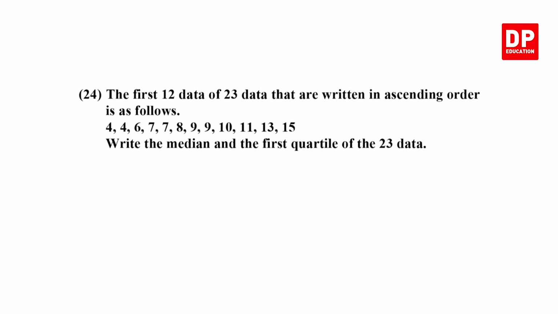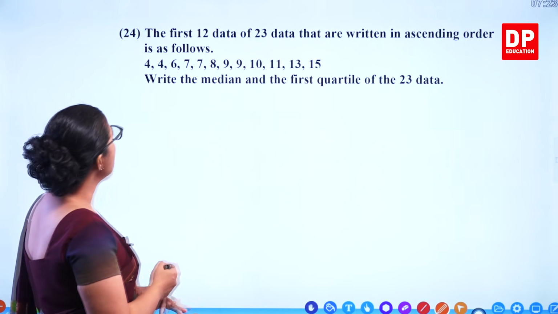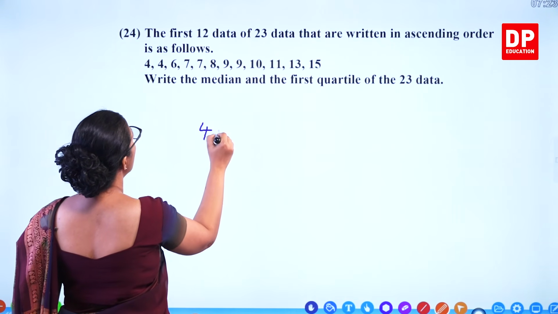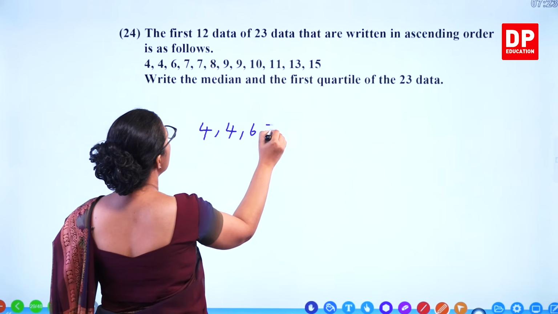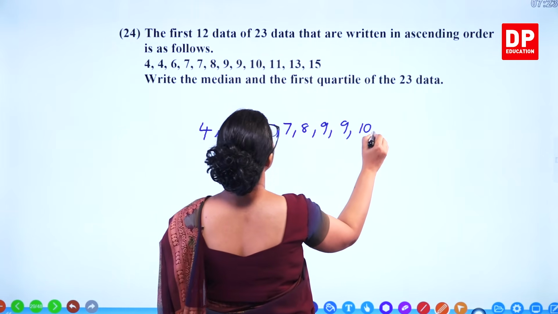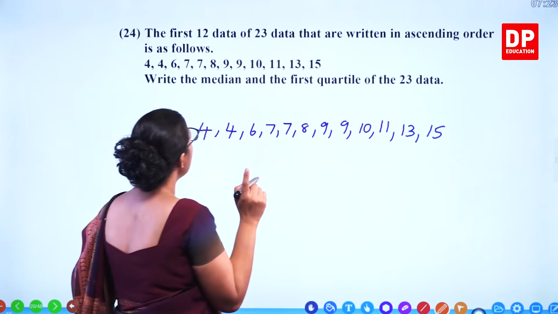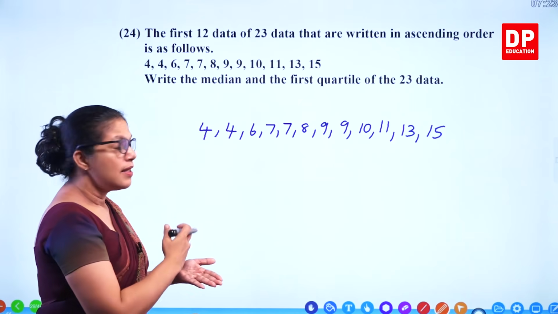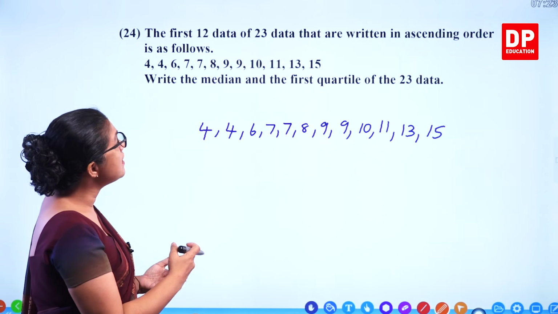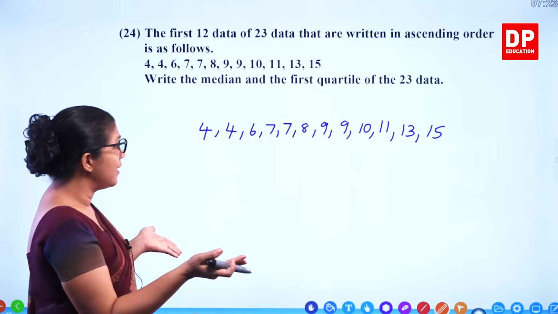Question number 24. The first 12 data of 23 data that are written in ascending order is as follows: 4, 4, 6, 7, 7, 8, 9, 9, 10, 11, 13, 15. Write the median. Median means the middle value for an ordered data set, and the first quartile of the 23 data. So this is half given, 12 data points given.